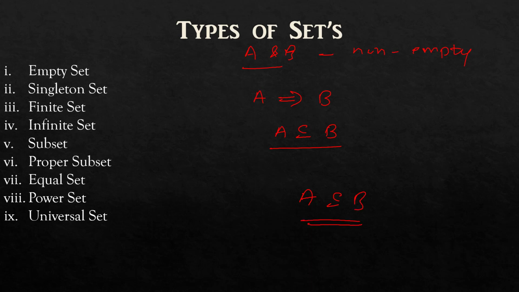Subset has two properties. The first one is that the empty set is a subset of all sets. And the second one is that every set is a subset of itself. These are the two most important properties of the subset.